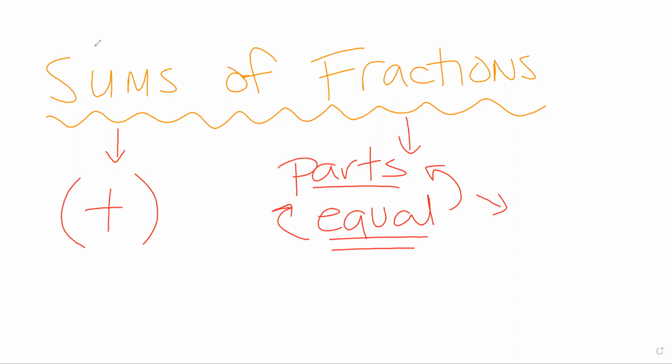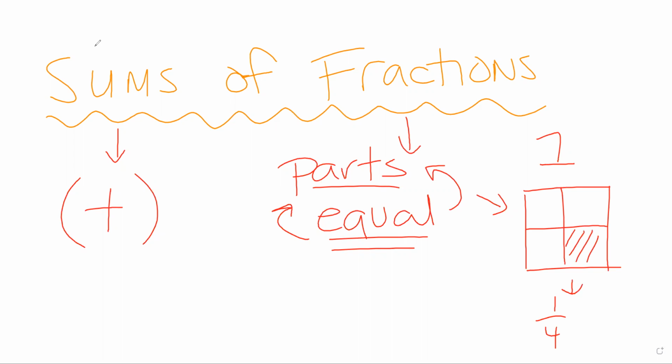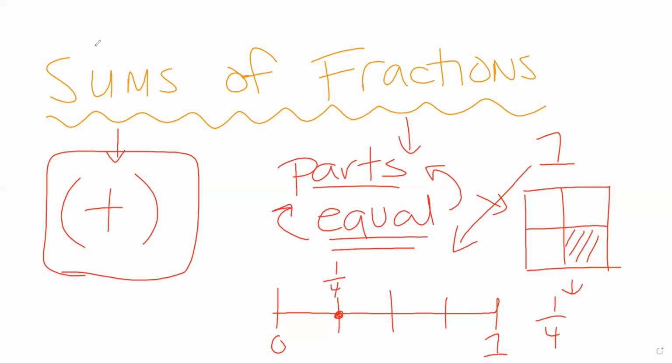For example, maybe I take the number 1 and I cut it into parts. I could do that with a model. So here's the number 1, and I could cut it into 4 parts and shade in 1. That would be 1 out of 4. I could also take the number 1 and cut it into parts on a number line. So 0 to 1, same thing. Let's cut it into 4 pieces, and maybe I'll put my dot here. That'd be 1/4. So we're thinking about what happens when I have parts and I put them together.